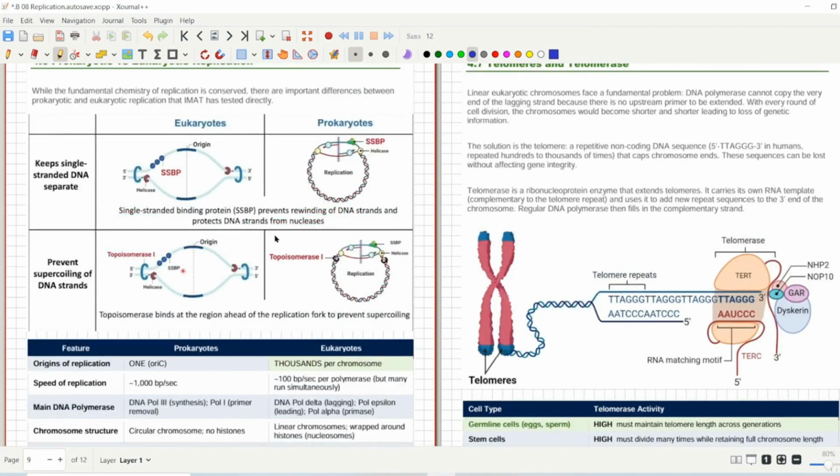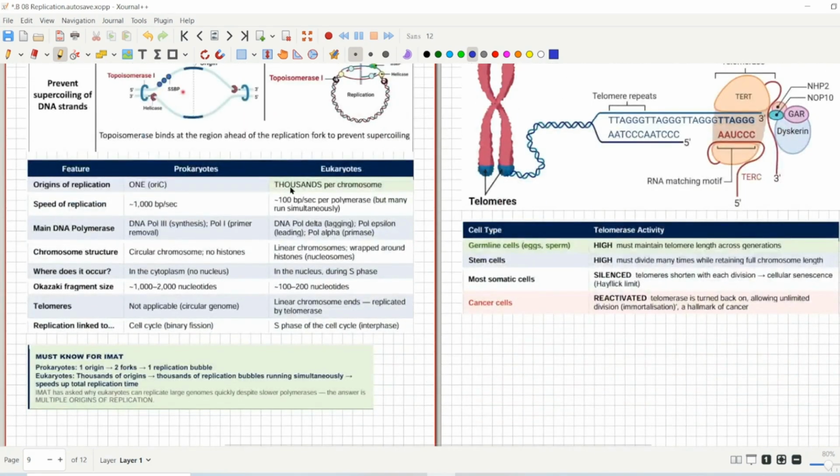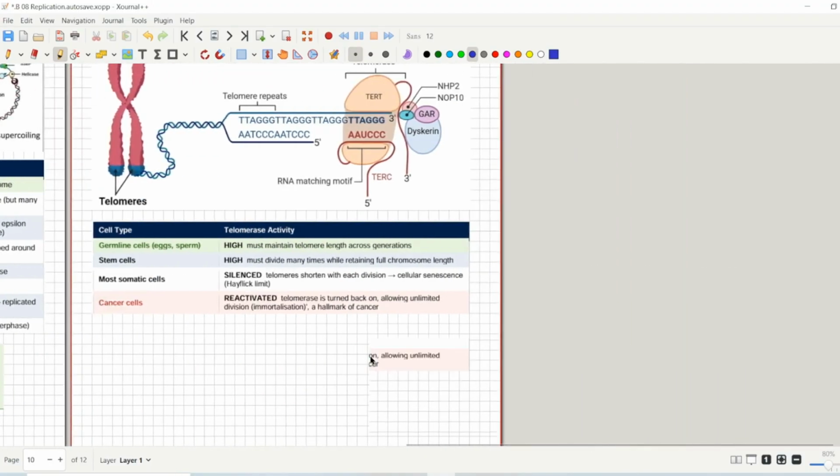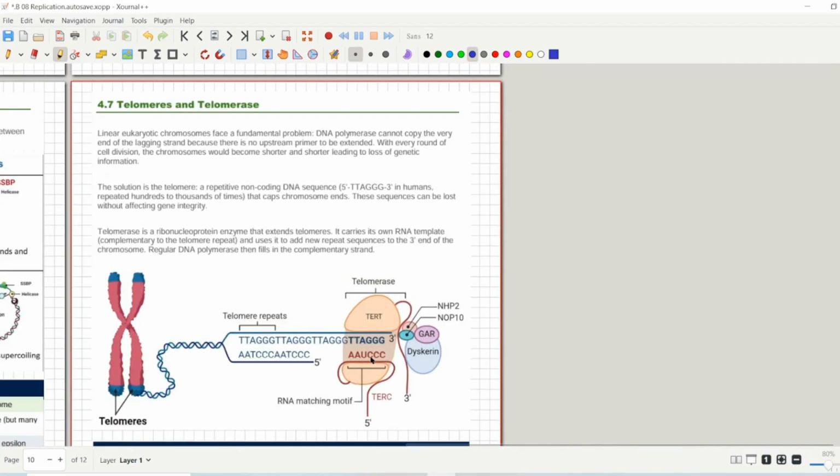You can see the diagrams here. The eukaryotes have a replication bubble like this, while prokaryotes have a replication bubble like this. So these are the differences between eukaryotes and prokaryotes. The difference is really clear in front of you now in the diagram and in the table. So take a screenshot of this table, it is really important, and you have to memorize this table. Okay, let's move on to the last thing, that is about telomeres and telomerase enzymes.